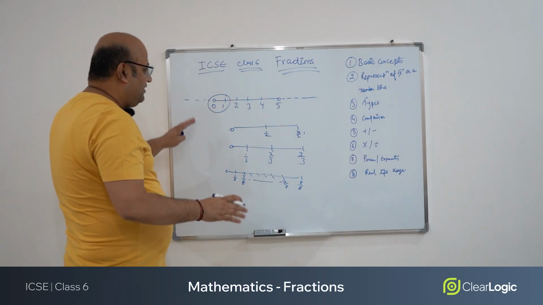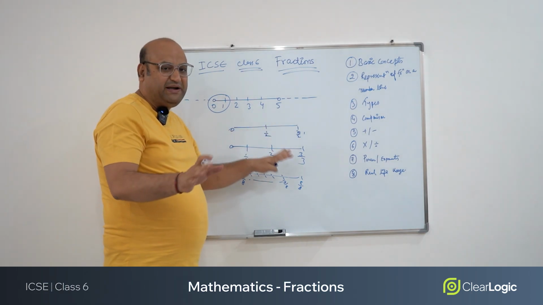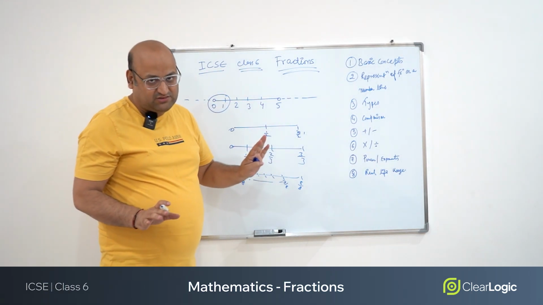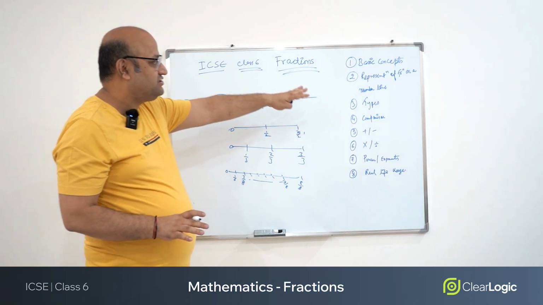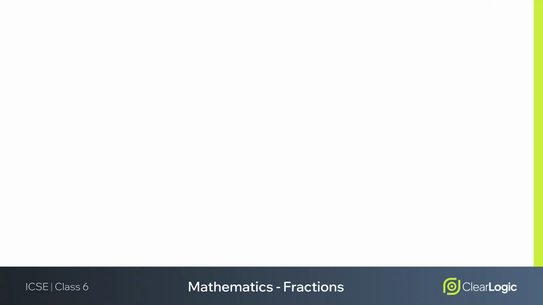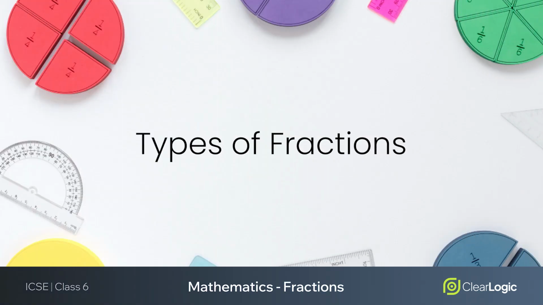So as you can see, we can have multiple numbers between 0 and 1, and all these are known as fractions. So this is the representation of fractions on a number line. I hope this is very much clear to you. Now we'll be moving on to the next part, that is types of fractions.